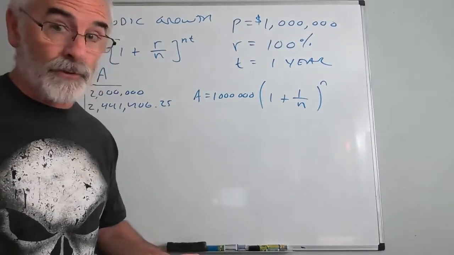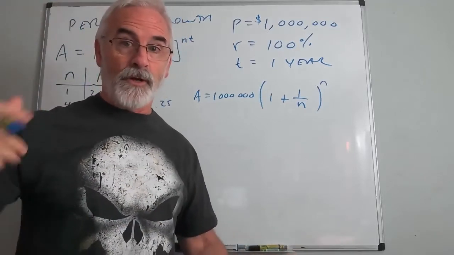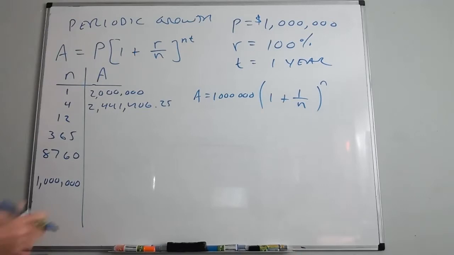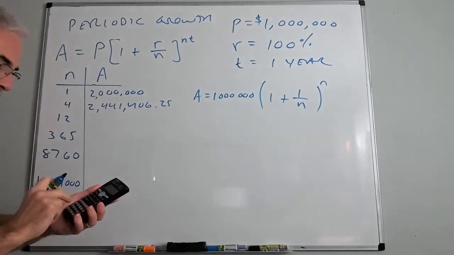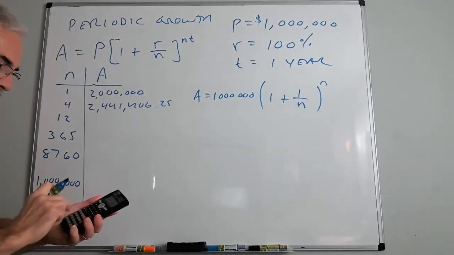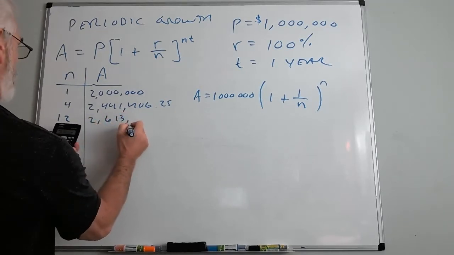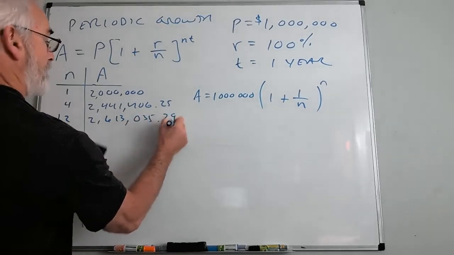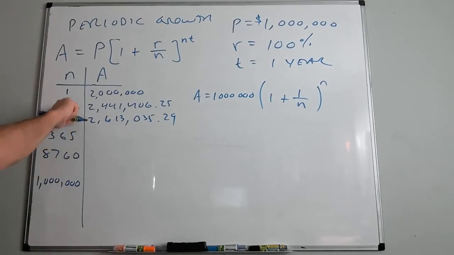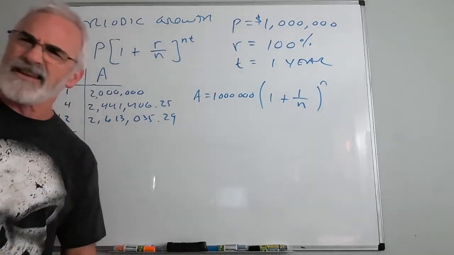Yes. Now, one absolute, the more I compound it, the more money there will be if everything else stays the same. So we want to see what happens as I keep compounding it. Is this going to grow without bound or what? So now let's do it 12 times a year. And simple calculator, that would be 2,613,035.29. So it continued to grow, but you notice when I went from 1 to 4, I got over 400,000. 4 to 12, I got about 172,000. That's not nearly as big a growth.